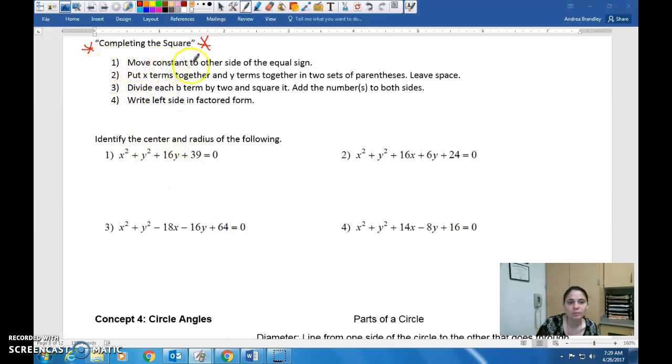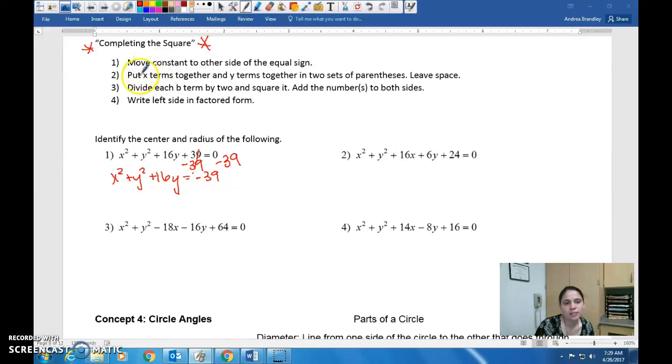So the first step is to move the constant to the other side of the equal sign. So the constant is a number without a variable, so this 39 is our constant. So I'm going to go ahead and subtract that from one side. So I have x squared plus y squared plus 16y equals negative 39. So that's step 1, simple enough.